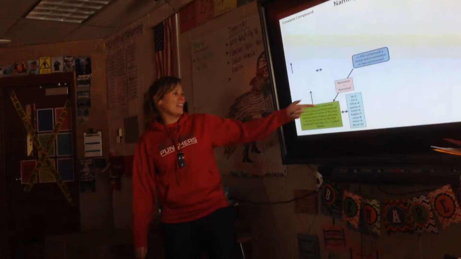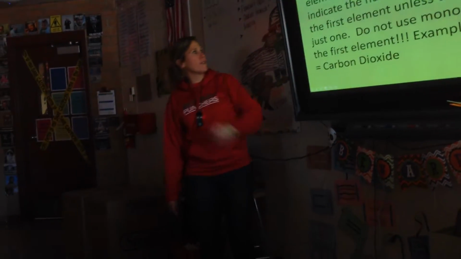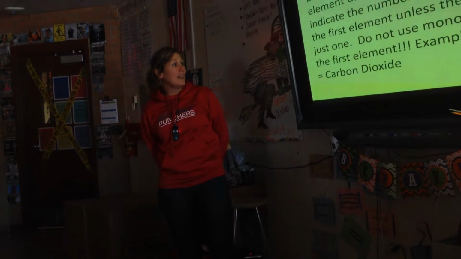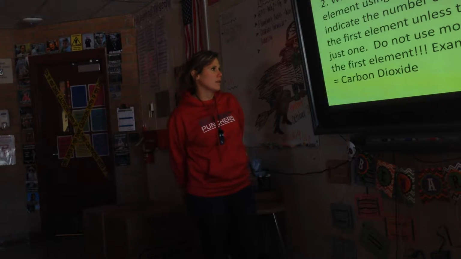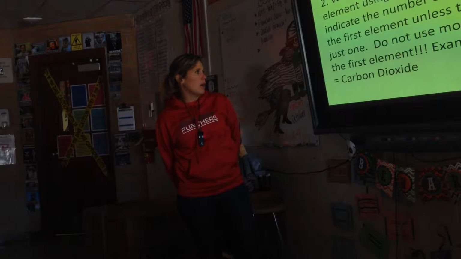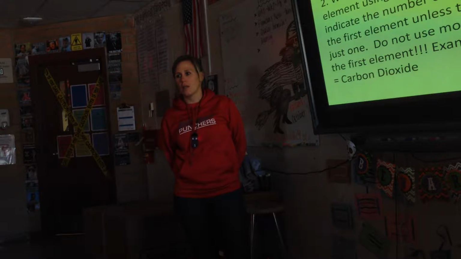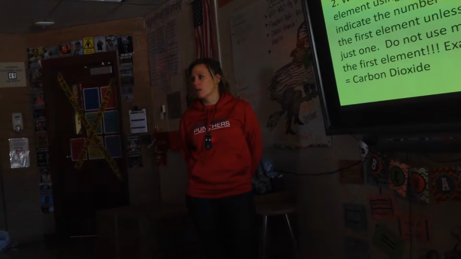Okay. All right, in the next box, it's the first step that we're going to do after that. Write the name of the first element using a prefix to indicate the number of atoms of that first element, unless there is only one. Then you will just write the name of the element. So do not use mono on the first element. Example would be CO2 is equal to carbon dioxide. We don't say monocarbon dioxide. We'll just say carbon dioxide.